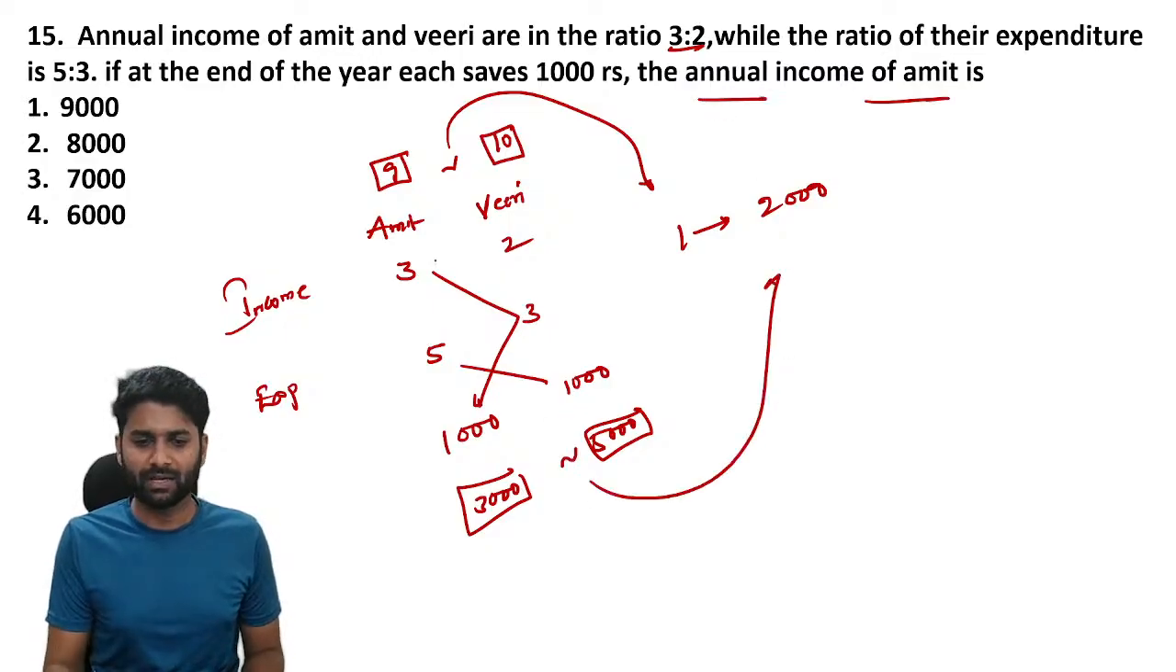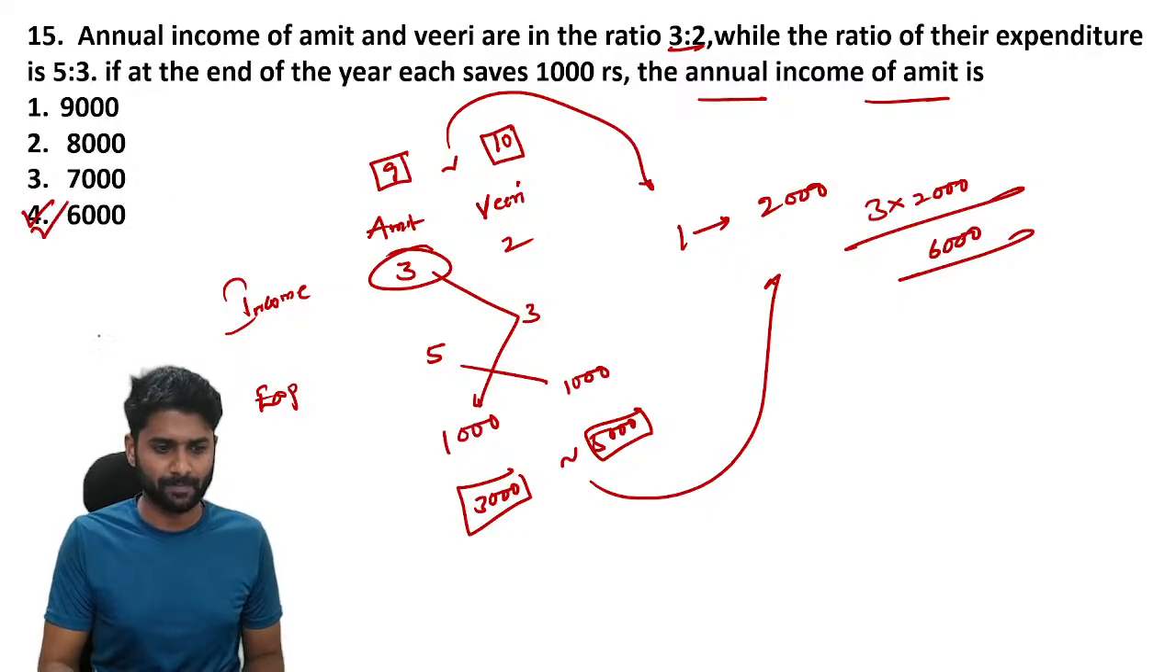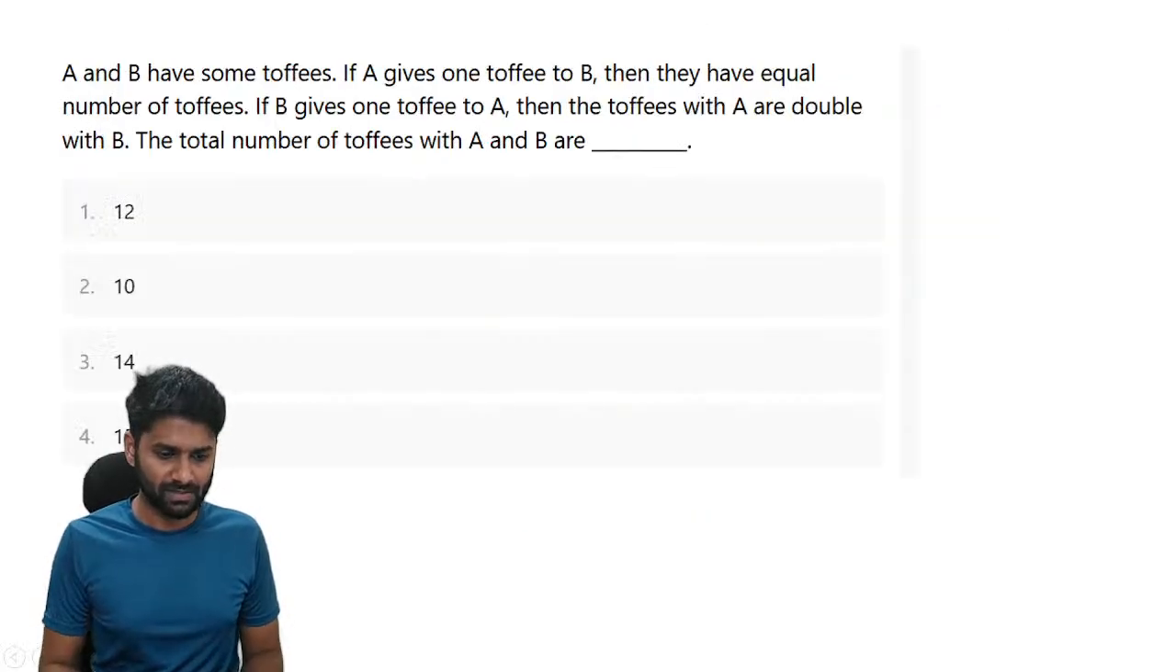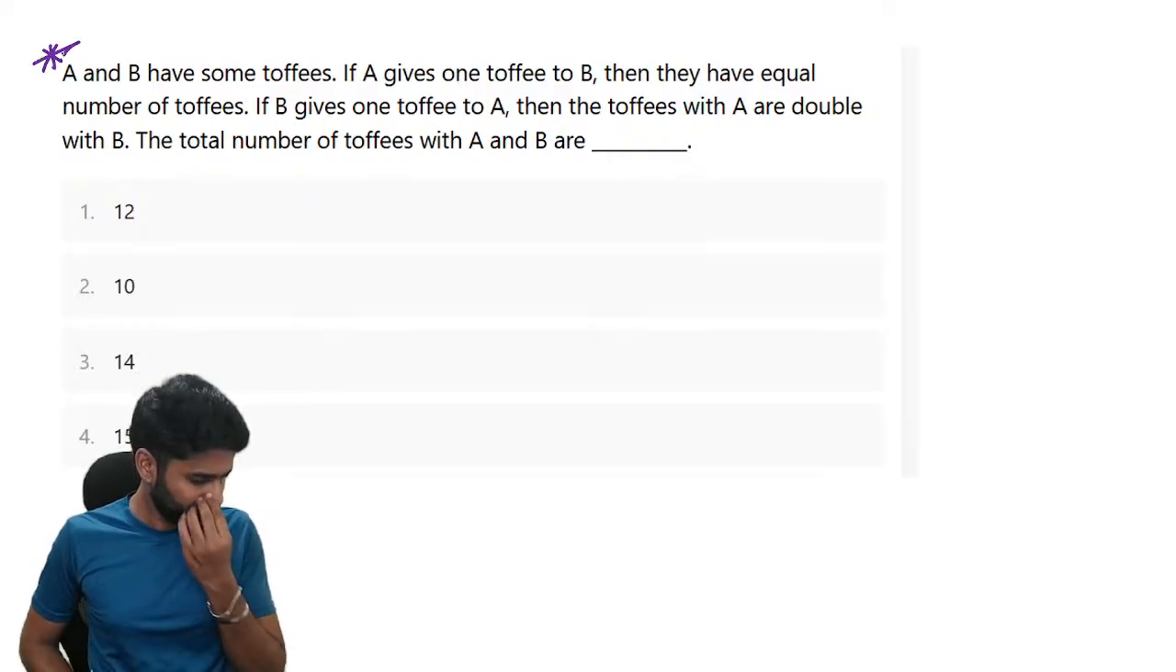Now what is the annual income of Amit? The annual income of Amit is 3 units. Each unit is 2000. Then the income is 6000. Next, and this is one of the previous year questions.